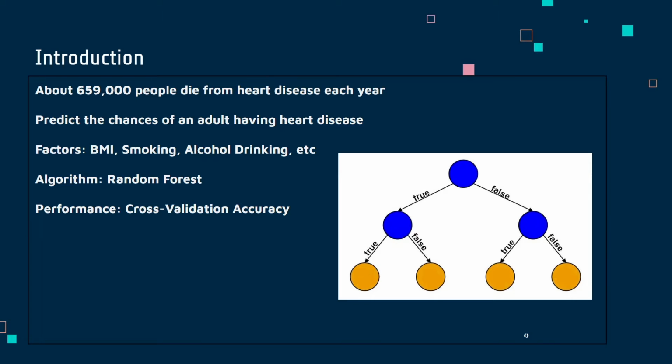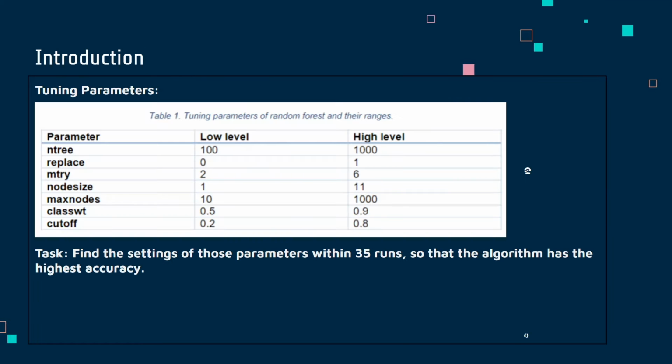The way we evaluate the performance of the algorithm is to look at its cross-validation score. The algorithm has 7 tuning parameters. Each of them has two levels, as you can see. Since each run is time-consuming, we want to find the best settings with as few runs as possible. Therefore, our task is to find the best settings of those parameters within 35 runs by designing an experiment.